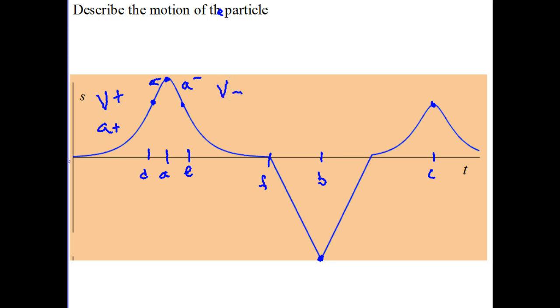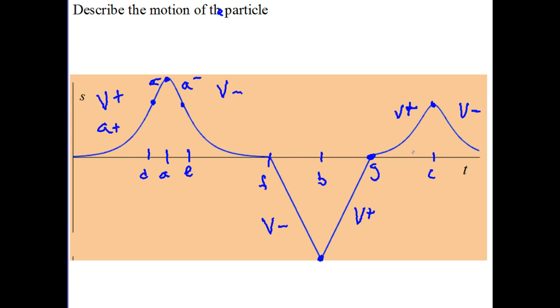So from 0 to A, we have positive velocity. From A to F, we have negative velocity. Well, from F to B, we still have negative velocity. And then we look from B all the way up to, let's call this point G, all right? That's a positive velocity, and this is still a positive velocity. And over here we have a negative velocity.